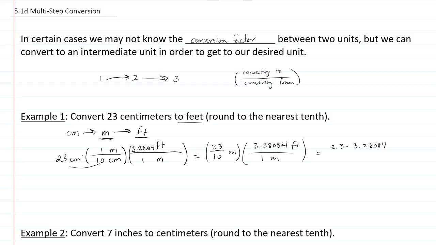3.28084 feet. So here you see my centimeters canceled at the beginning when I did that first multiplication. Now you see my meters cancel. So I'm left with feet as an answer. And when you type this into your calculator, you get 7.5459... feet. Huge decimal, but we're rounding to the nearest tenth. So our answer is just going to be 7.5 feet total.